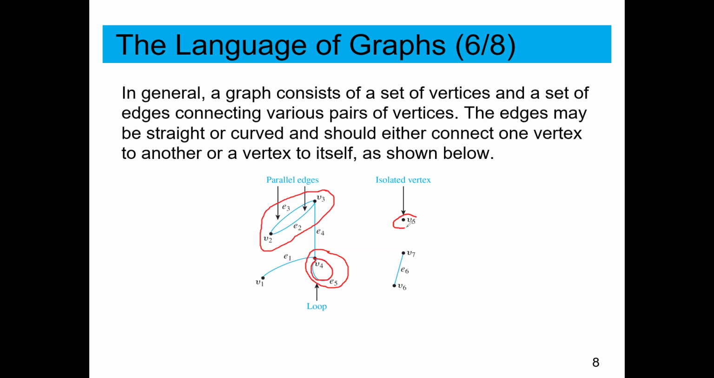Lastly, I'll note that this right here is a vertex hanging out all by its lonesome self. And it is called isolated because it's all by itself and we just don't care about it. So we just leave it sitting right there like that.